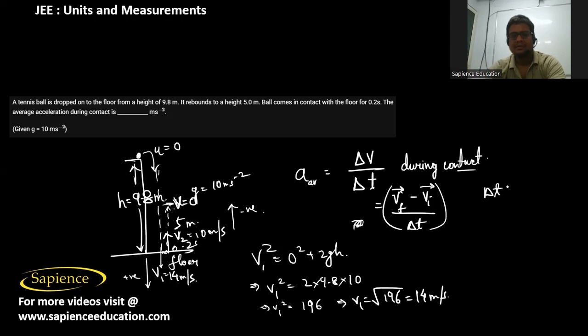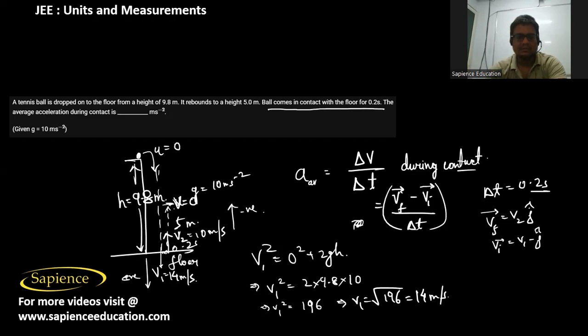Now the time interval that is given as 0.2 seconds, since it is told the ball comes in contact with the floor for 0.2 seconds. And v final, that is obviously v2 j cap, and v initial is equal to v1 minus j cap. It means suppose we take the upwards as positive y-axis and downwards as negative y-axis. Then v1 is minus j cap.